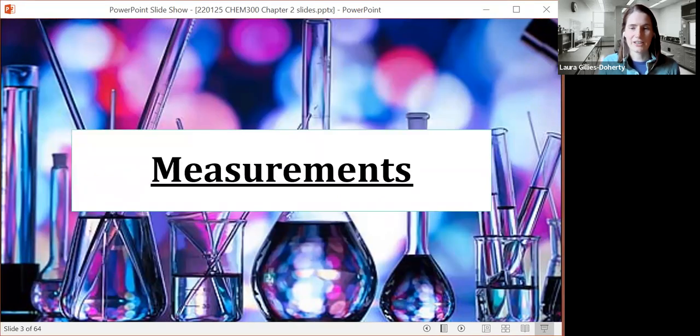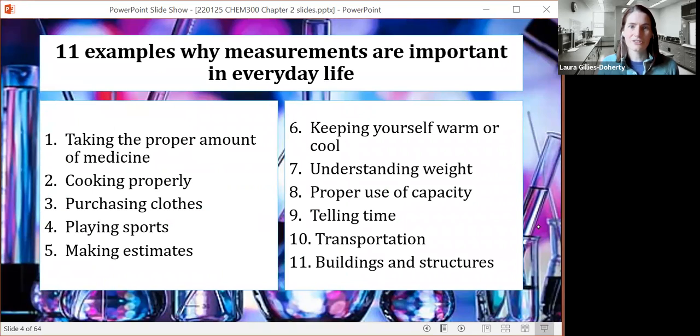Okay, so let's start off first talking about measurements. So I want to start off with talking about 11 examples why measurements are important in everyday life and why we care so much about them. So if you need to take the proper amount of medicine, that involves a measurement. Cooking properly, right? Cups, teaspoons, tablespoons, grams of substance, cooking temperatures, those are all measurements. Purchasing clothes, knowing what size to purchase, playing sports, whether it's timing or scoring or the lengths of fields and rinks and that sort of thing. Making estimates saying, hey, I think I'm going to be there in about 5 minutes. That's taking a measurement, distance and time, and then making an estimate based on that measurement.